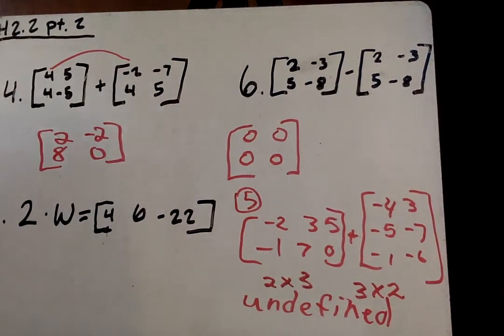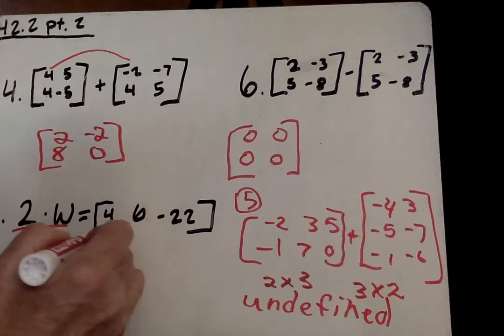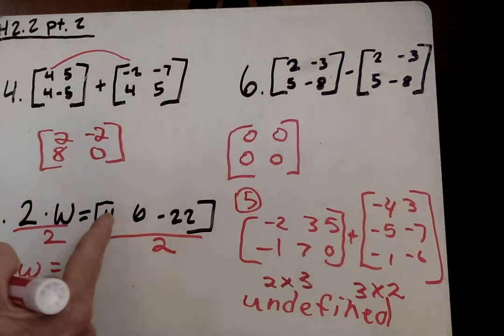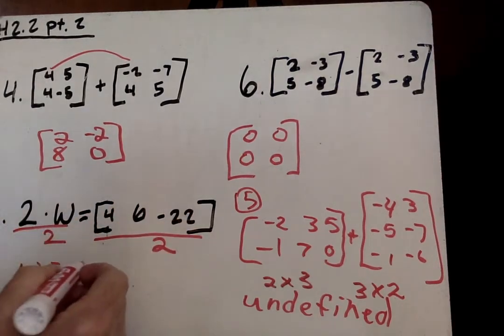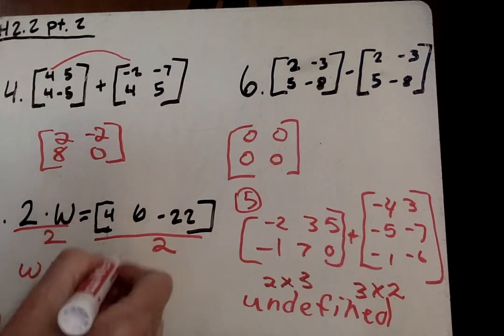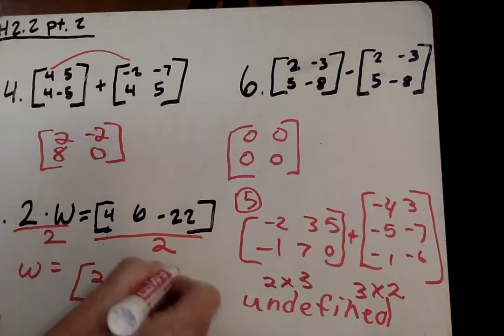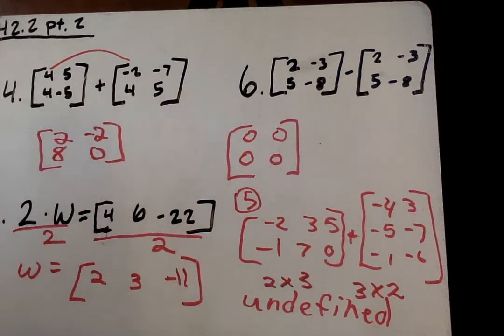Now we're going to go ahead and jump to number 11. It says 2 times W equals 4, 6, and -22. So what we need to do is divide by 2 on this side, and we're going to divide by 2 over here. So W equals, and we're going to divide 2 into each of these. Again, we'll end up with 3 answers. 2 goes into 4 2 times, 2 goes into 6 3 times, and 2 goes into negative 22, negative 11 times. Okay? And there's your answer.